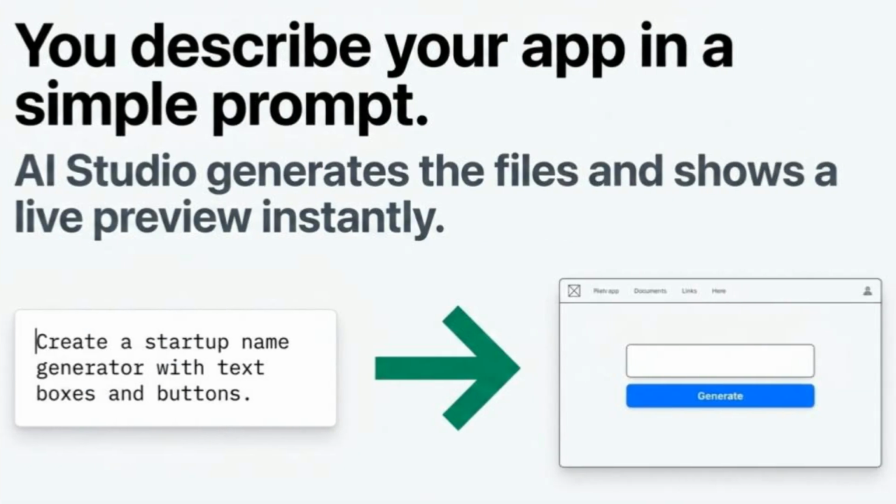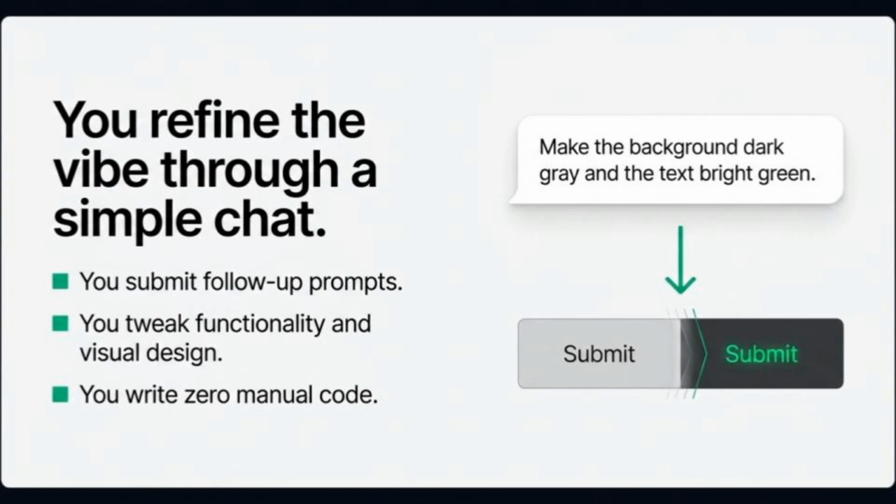In phase 1, you describe your app using a simple prompt. AI Studio immediately generates the files and provides a live preview. For example, you can prompt to create a startup name generator. Phase 2 is where you refine the app's vibe through a simple chat interface. You can submit follow-up prompts to tweak functionality and visual design without writing any manual code.